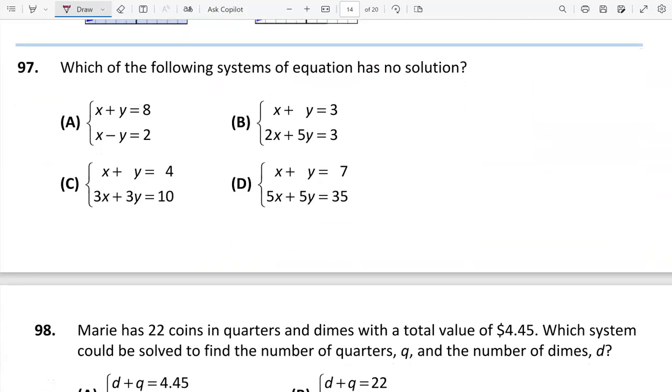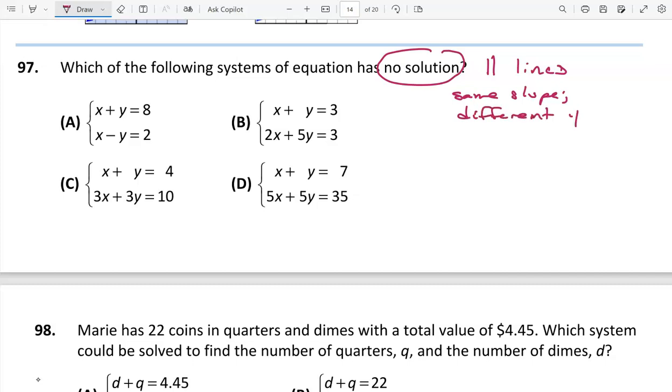In 97, we have a number of systems. We're asked which one has no solution. No solution graphically means that we have parallel lines. And remember, parallel lines have the same slope, but they have different y-intercepts. If they have the same y-intercept and the same slope, they are the same line, but not parallel lines.